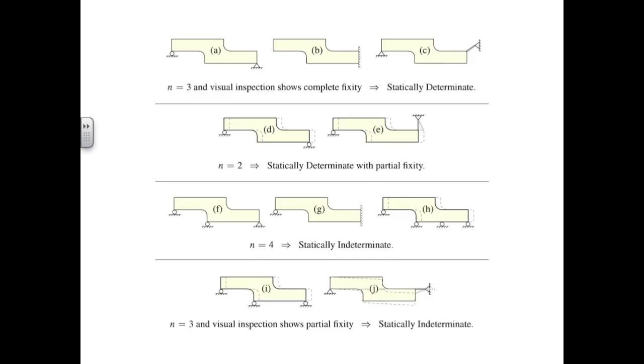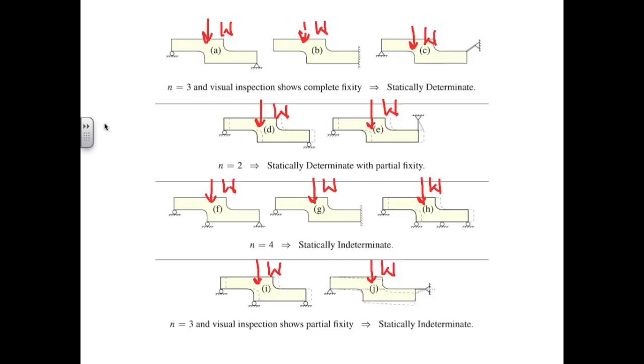Here we have an example of the same body supported in 10 different ways. It may be helpful to add an external force, a weight say, to see the different conditions. In the top row, we have three cases that correspond to n equals 3 with complete fixity and therefore represent statically determinate cases. It may be easier to see the n equals 3 than the complete fixity, so let's take some time to look at these cases individually.